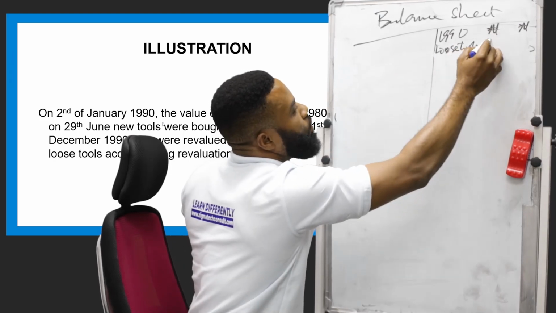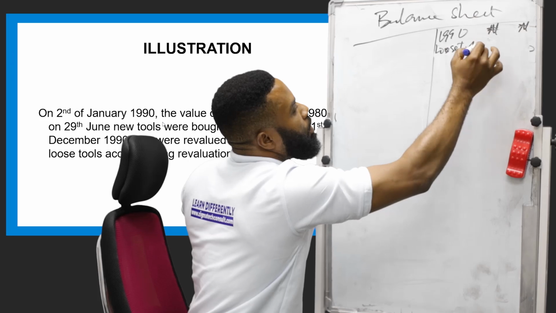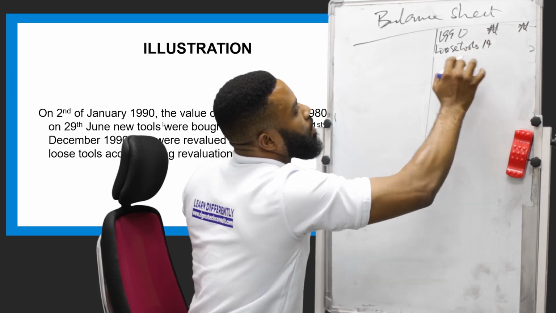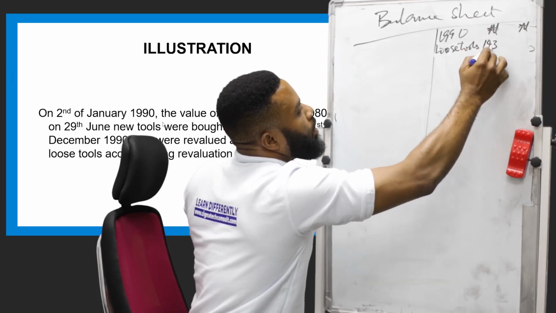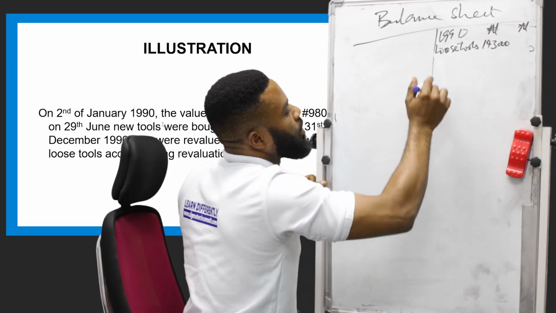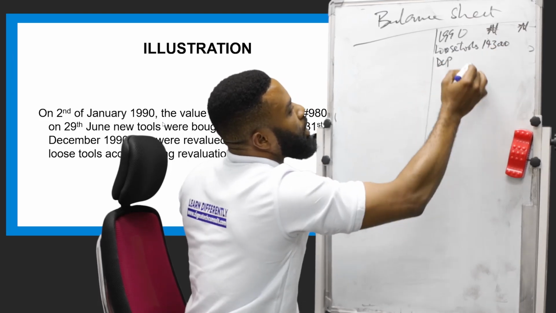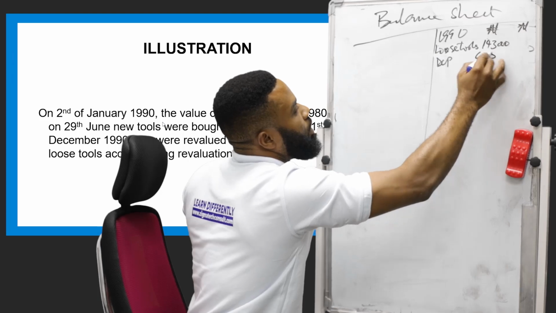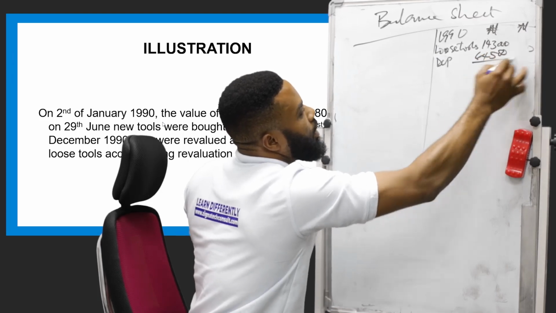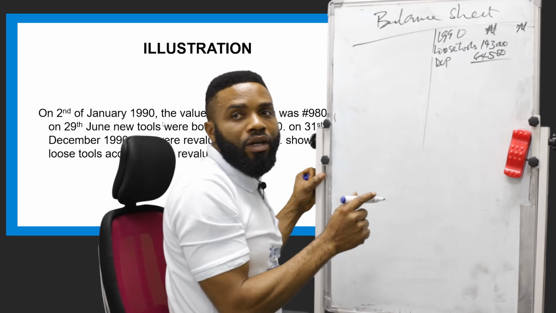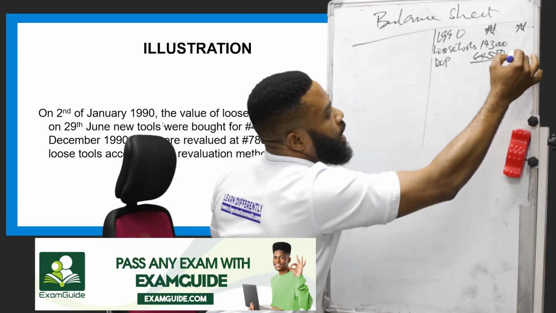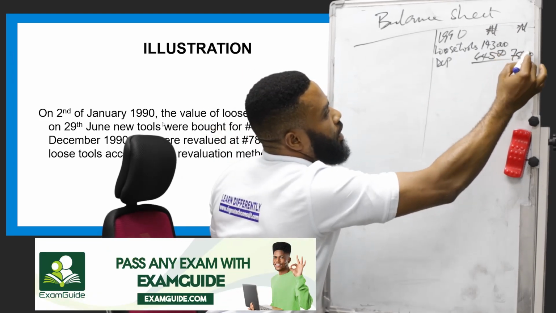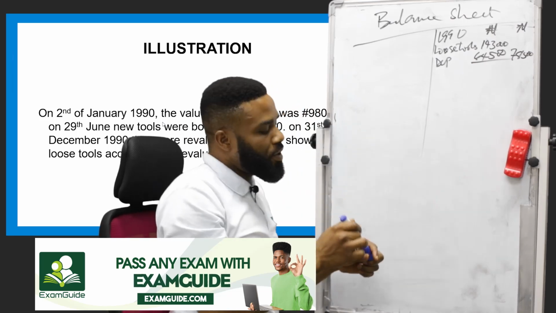And then loose tools. We have 1, 4, 3, 1, 2, 3. That's the cost. And then the depreciation is 64,500. Then the net book value now is that value at which you are going to get. So you have 78,500. So that is how to prepare it now.